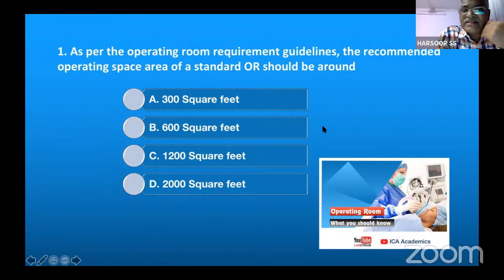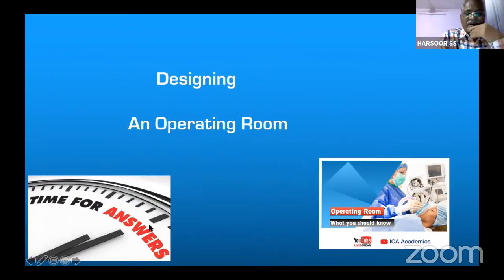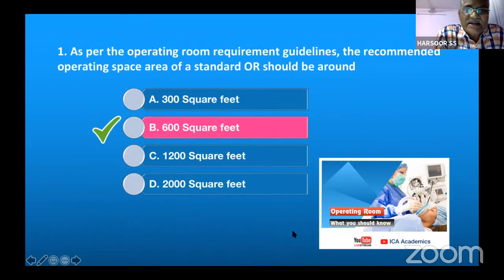Okay, 15, 16 seconds, 17, 18, 19. Okay, so that is the first question. In that, 19 members, more than 60% of our participants, feel that it should be 600 square feet, and that answer is absolutely right.